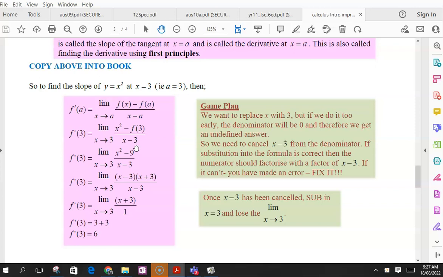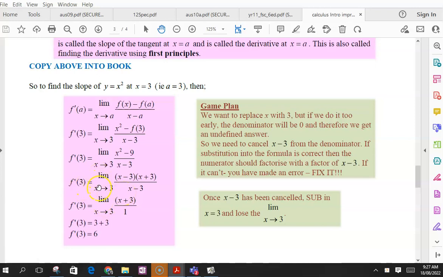So your goal is you want to eventually replace x with 3. But before you do that, you have to cancel out this x take 3 from the bottom. And to do that, it means you're going to have a factor of x take 3 on the top line. As soon as you have that, cancel, slap in x is 3. So let's have a look. We recognize x squared take 9 is, hello, difference of 2 squares. So we're using our quadratic skills from previously. We factorize, and now can you see x take 3, take x take 3, they cancel out?